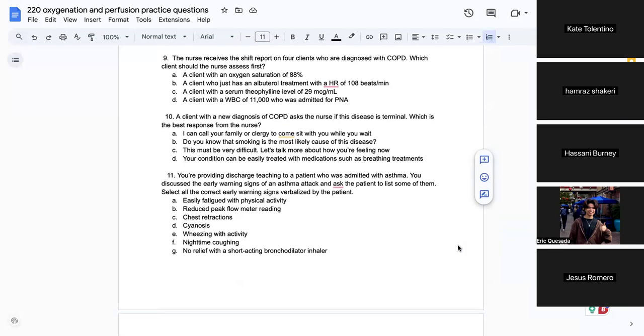Okay, number nine. The nurse receives shift report on 4 clients who are diagnosed with COPD. Which client should the nurse assess first? A, a client with oxygen saturation of 88%. B, a client that has just received an albuterol treatment with a heart rate of 108 beats per minute. C, a client with a serum theophylline level of 29 micrograms per milliliter. Or D, a client with a white blood cell count of 11,000 who was just admitted for pneumonia.